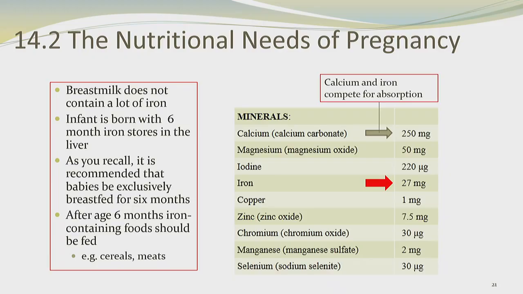So after 6 months, it's assumed that the infant will begin to eat solid foods, and these solid foods, ideally, complementary foods or weaning foods, should have good iron in them to help with their growth. And so as we said, breast milk does not contain a lot of iron. On the other hand, it contains calcium, which is required to build infant bones.